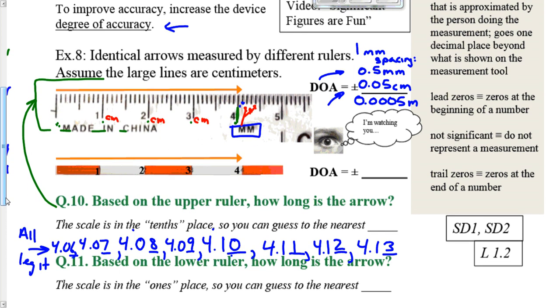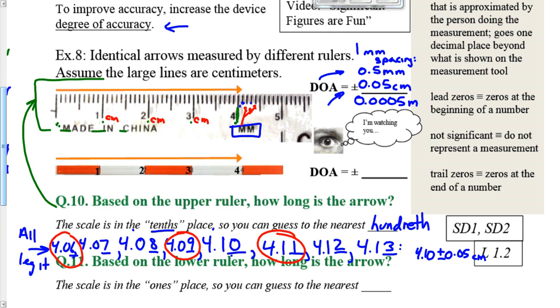So here, the scale is in the tenths place. That's those tenths of centimeters. So you can guess to the nearest one more guess digit, you can guess to the nearest hundredth. And basically, the right way to write this answer would then perhaps be 4.10 plus or minus 0.05 centimeters. Now, you are only going to pick a singular answer here, whether it's 4.06 or 4.09 or 4.11.